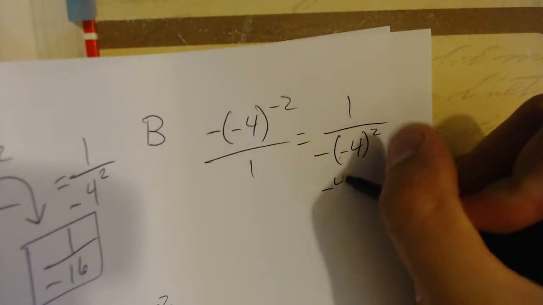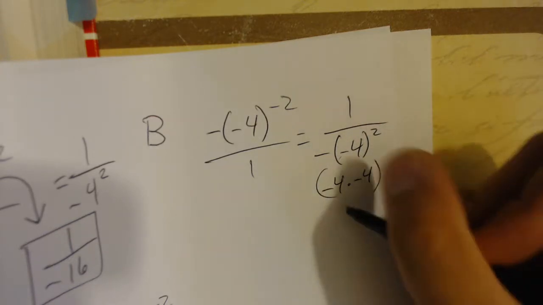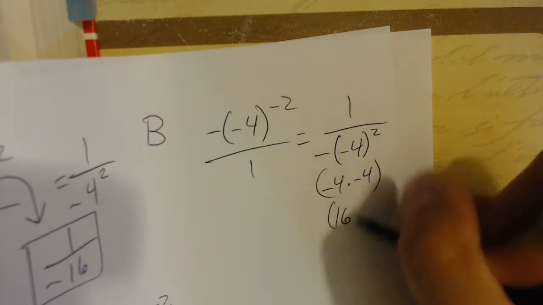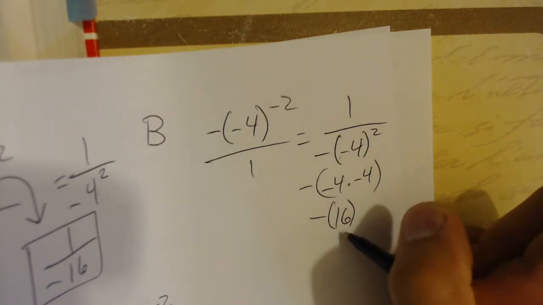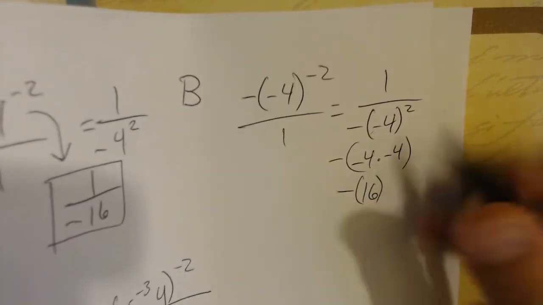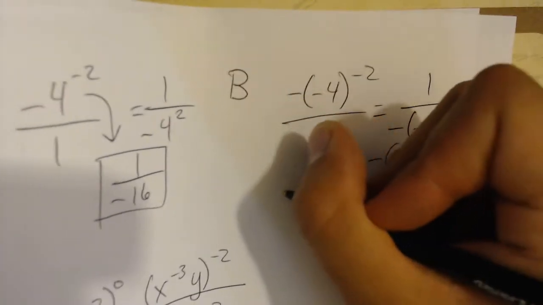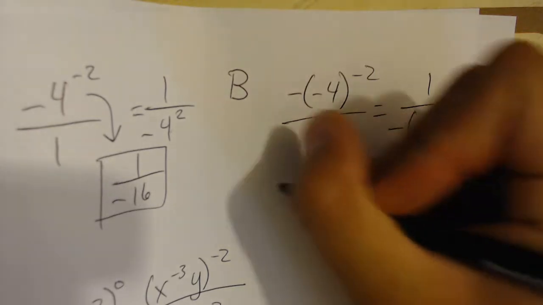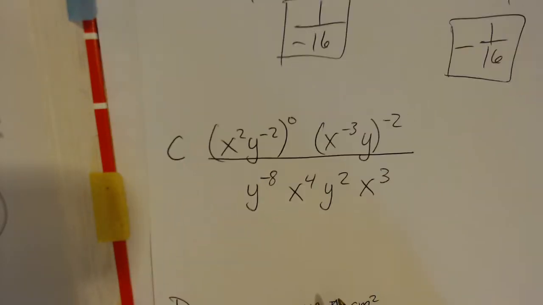So what this is, is negative 4 times negative 4 in parentheses, and that gives us a positive 16, but we can't forget about this negative up here, which comes down and makes it a negative 16. So all of that means our final answer over here is also negative 1 over 16. Alright, so starting off with some easy examples. Next, C gets a little more difficult.